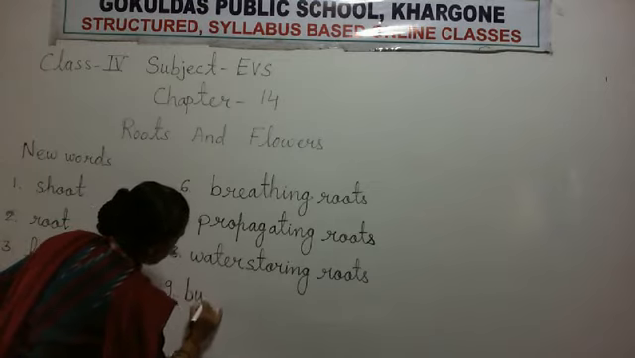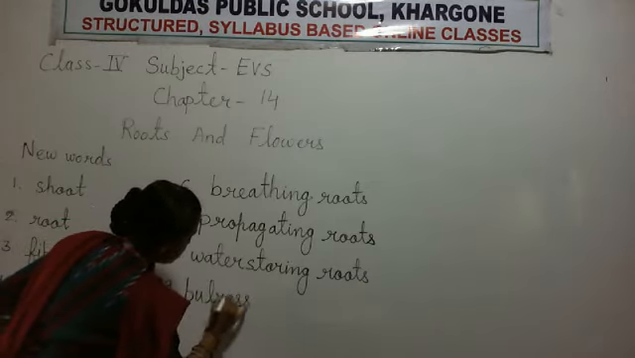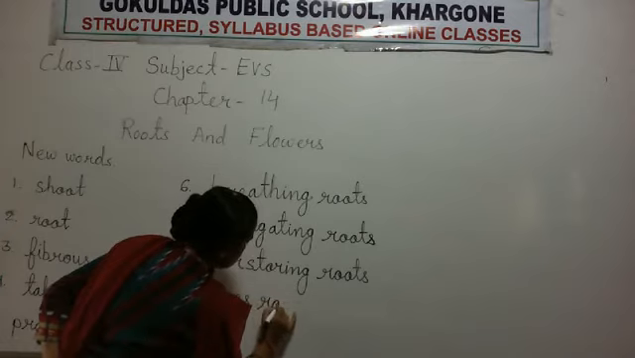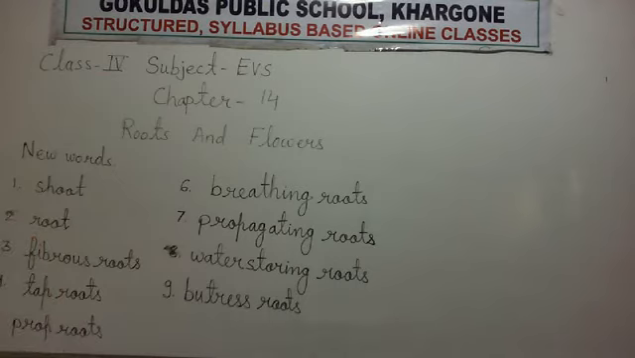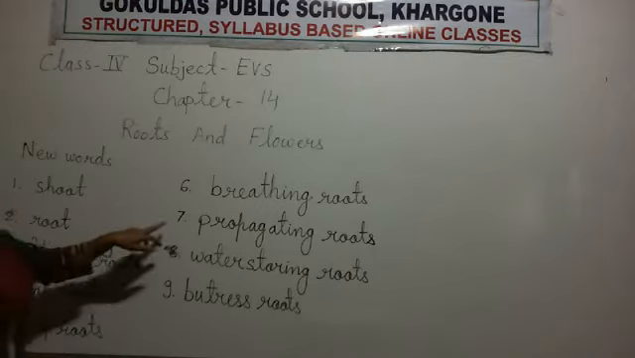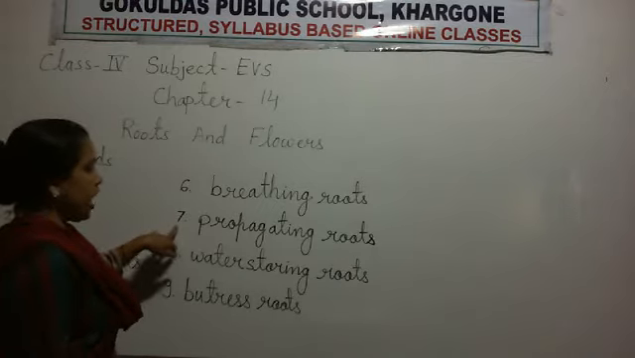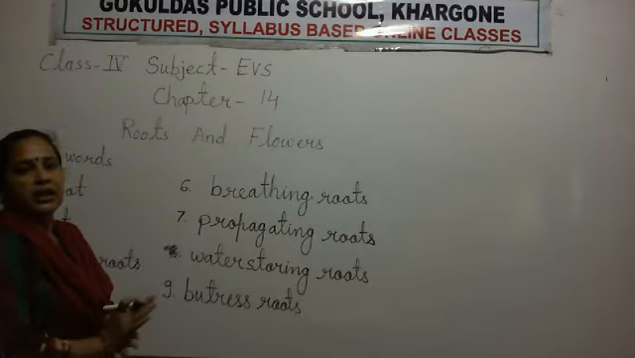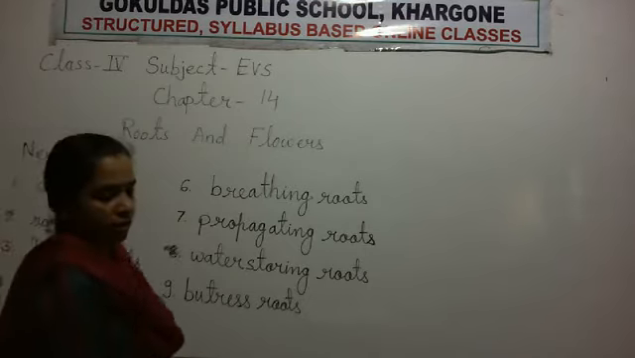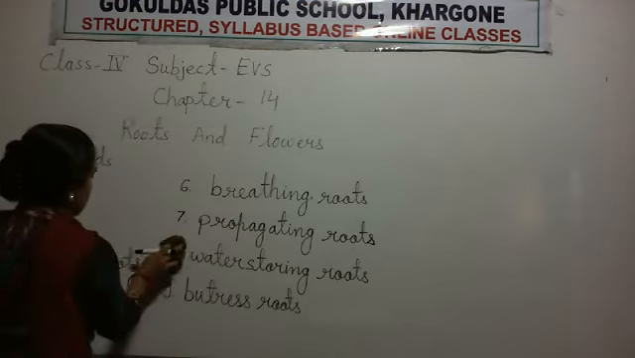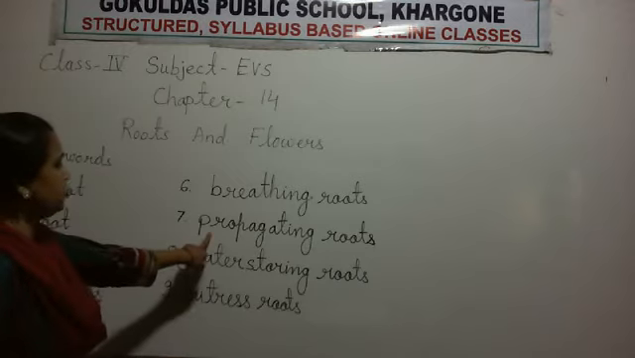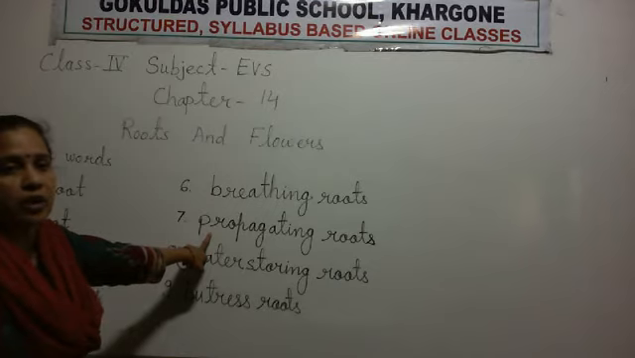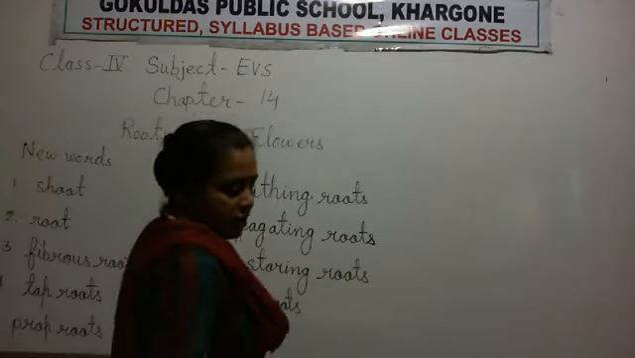Now the next one is buttress root. So now the sixth number is breathing roots. Seventh number, propagating roots. These roots, propagating roots, are basically found in the strawberry and cherry trees.